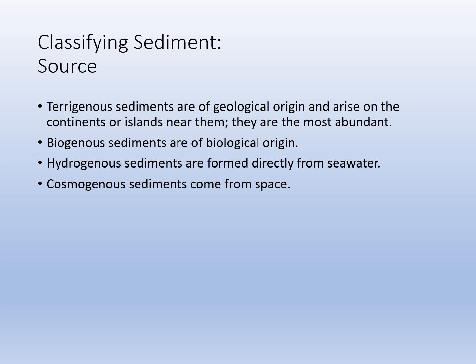So terrigenous means from Earth. That's the sand, silt, and clay from the continents. They're the most abundant, but they don't cover the largest area. But they are the most abundant because they're thick depositional structures. Biogenous are the oozes that come from our plankton, and they dust the ocean wherever plankton live. Hydrogenous form deep in the ocean in a lot of cases. Cosmogenous come from outer space.